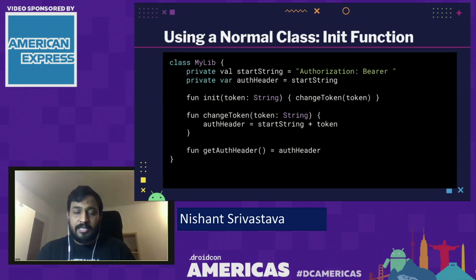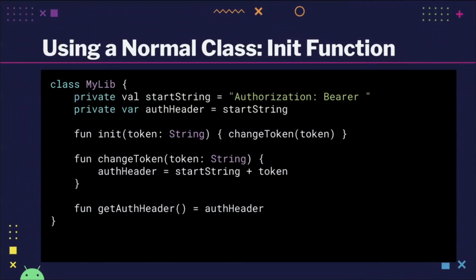Another variation of this is that you could actually get rid of the constructor and the init block and replace it with an init function. So all the other things being the same, the only difference here is that you now have a standard init function, and then you just pass the token, and you do the same thing that you were doing in the init block, as in calling the change token function with the token passed.